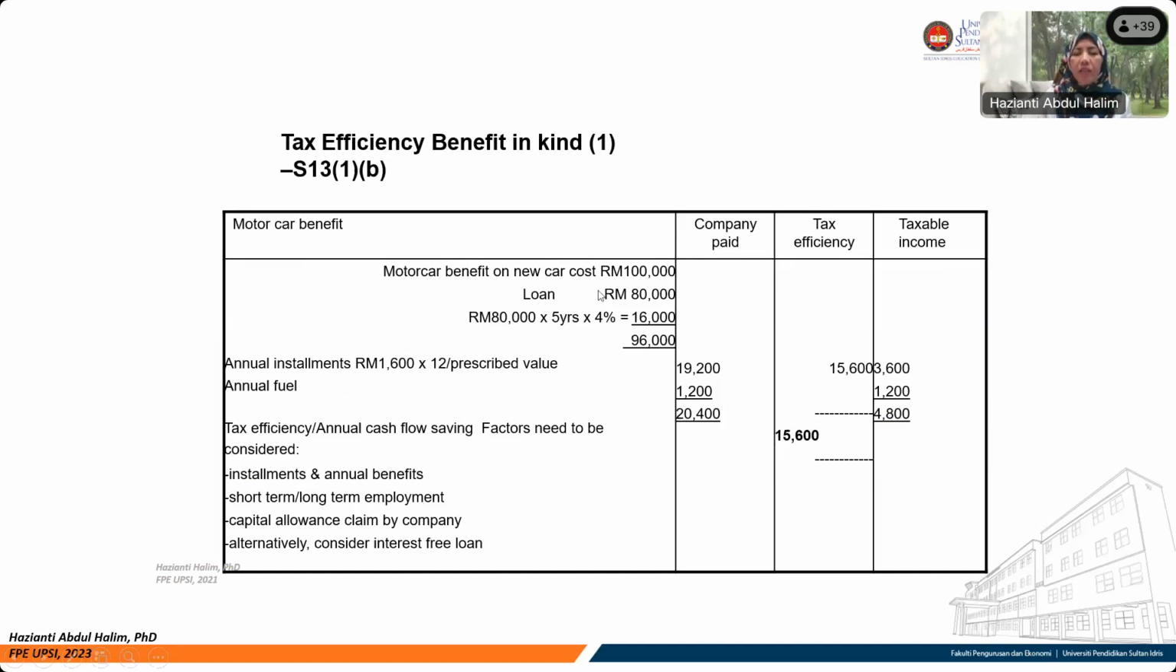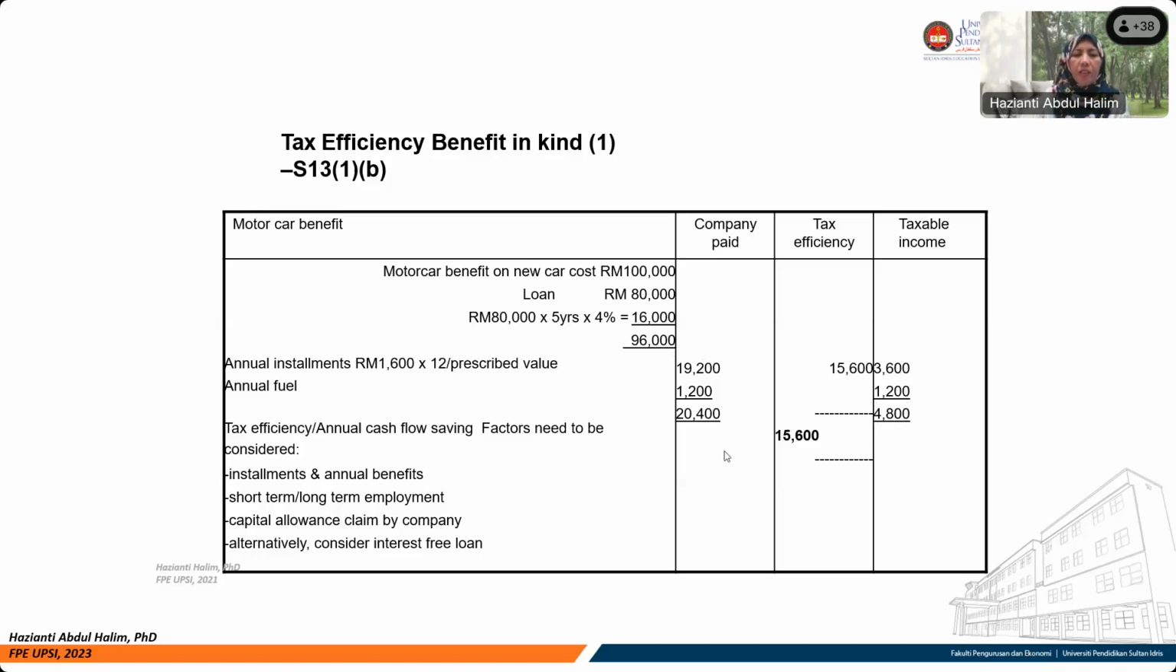So if let's say, right. So in this case, for instance, dia ada kereta ni based on new car 100,000. So kita tengok table tadi. The benefit for this car is 3,600 and the annual fuel is 1,200. So 4,008. 4,008 ni lah yang this employee will have to pay the annual benefit dia.